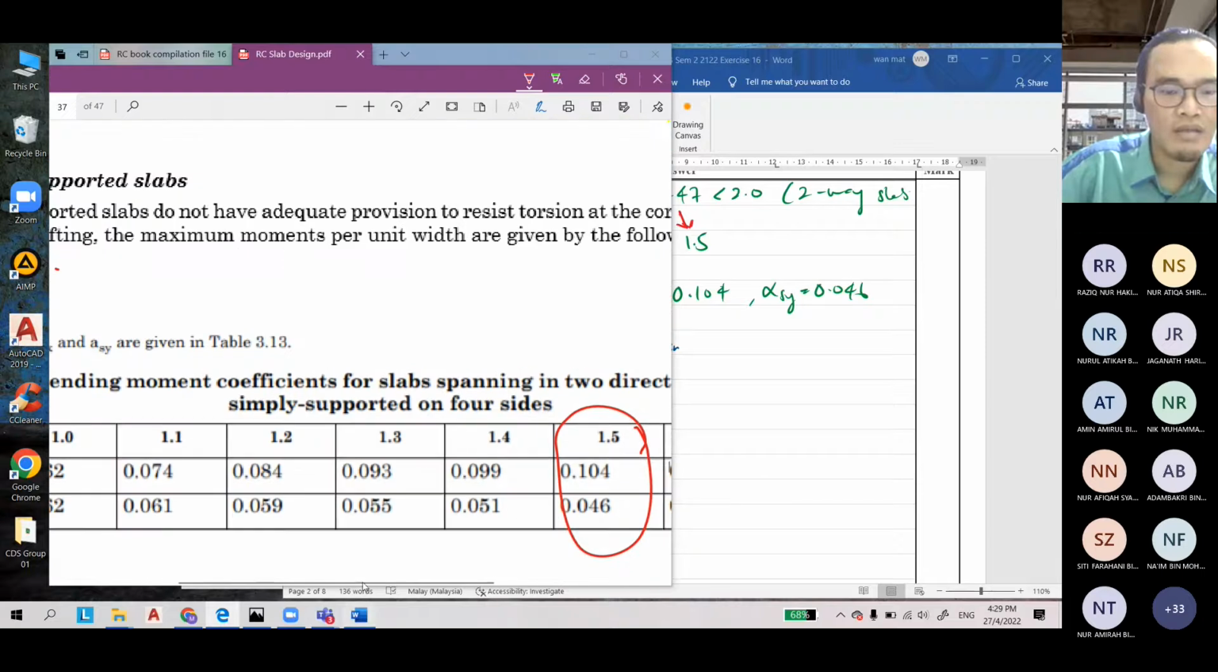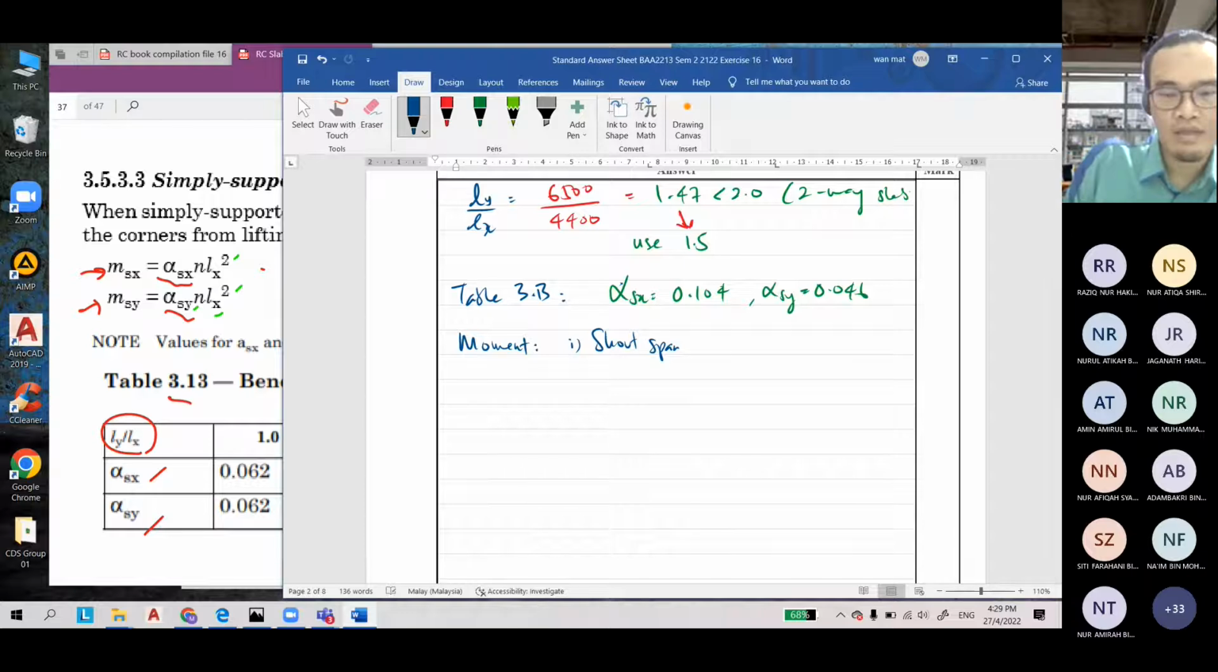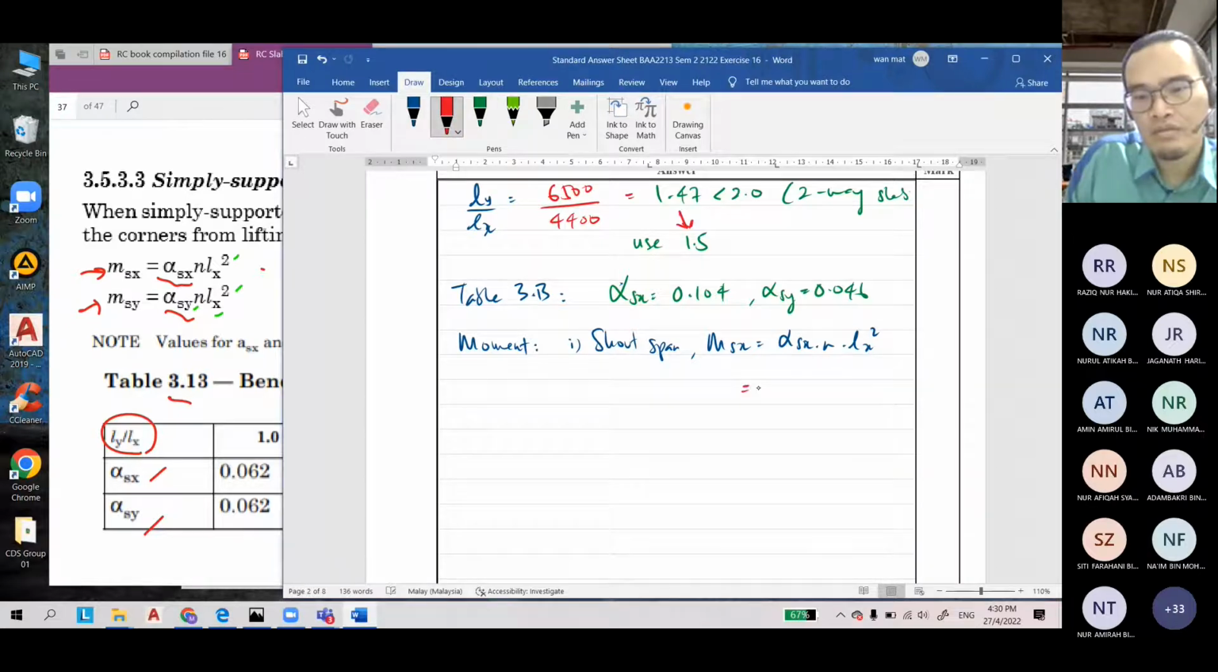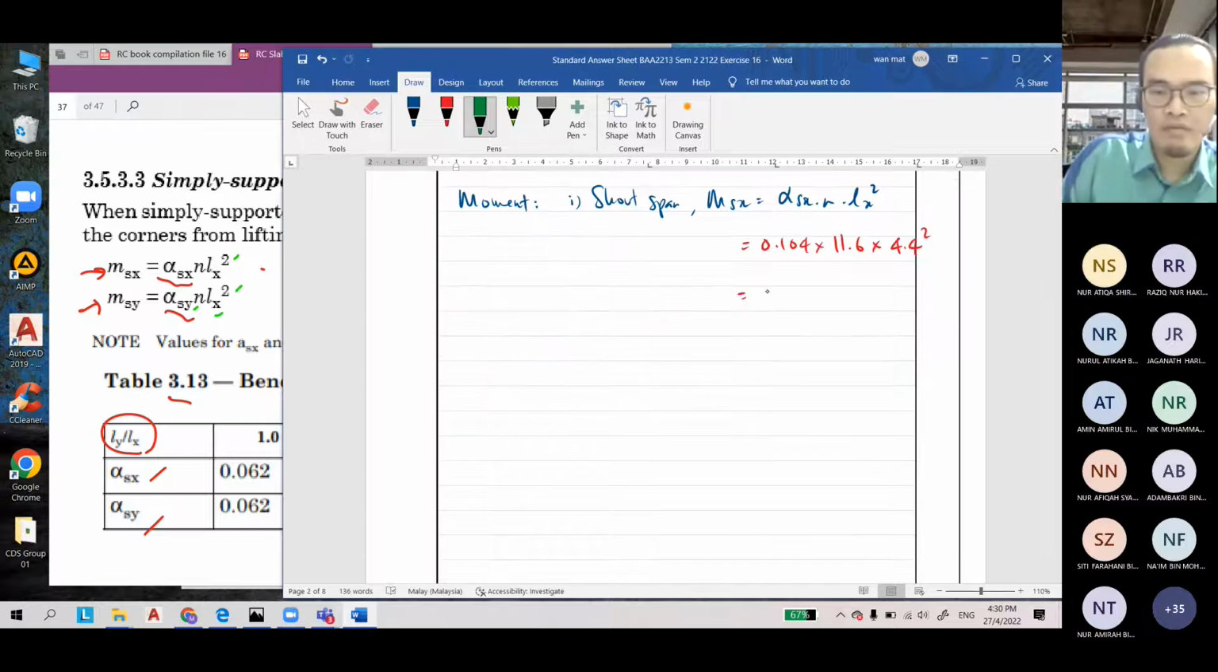Equation 10 and equation 11, these equations. Bending moment for the short span: MSX is equal to alpha Sx times N times Lx square. So it's equal to 0.104 times our N, which is 11.6, times Lx, which is 4.4 square, equal to 23.4. Okay, good, 23.4 kilonewton meter.